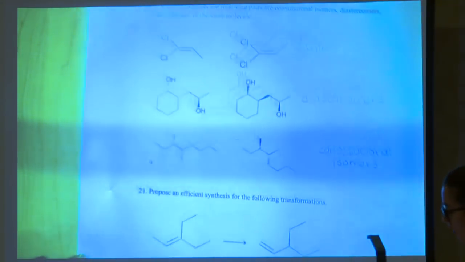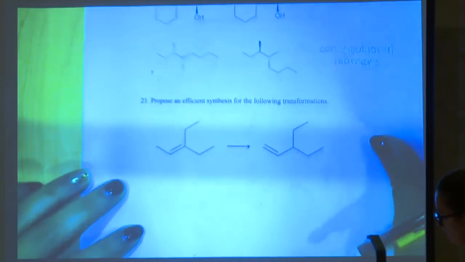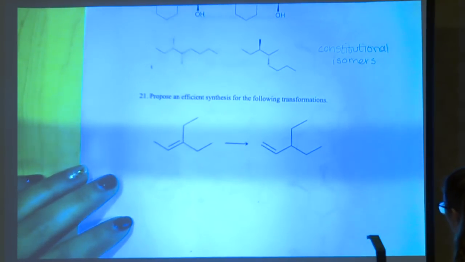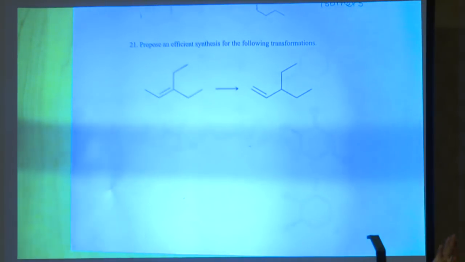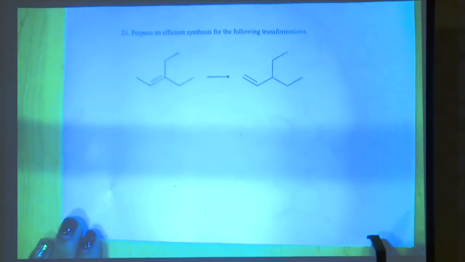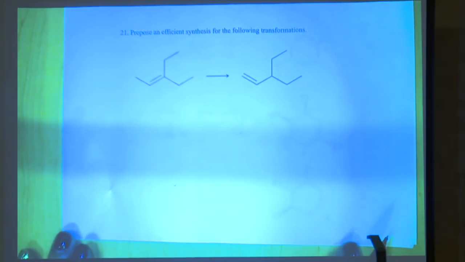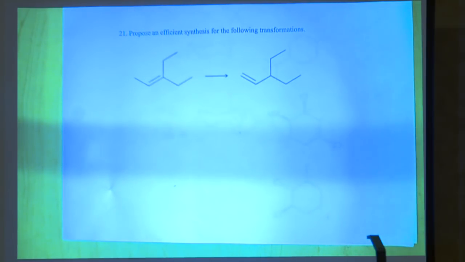That's different. Okay, so now on to synthesis problems. Propose an efficient synthesis for the following. For these, I'm going to rely completely on you guys, because when it comes to the test, you're going to have to do this completely on your own. So look at your notes, or see if you have your reagents memorized already. You can work on this for a few minutes and then get back to me.